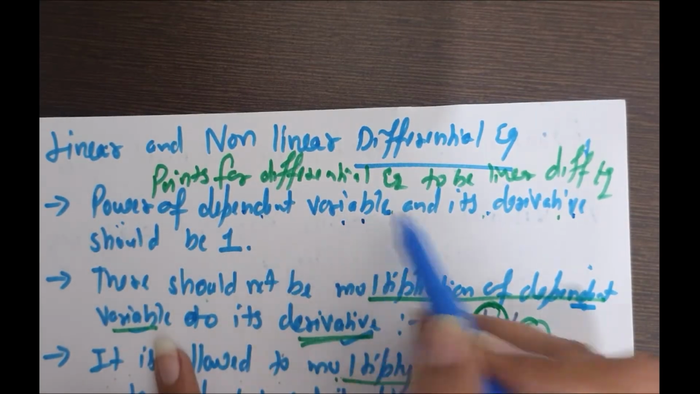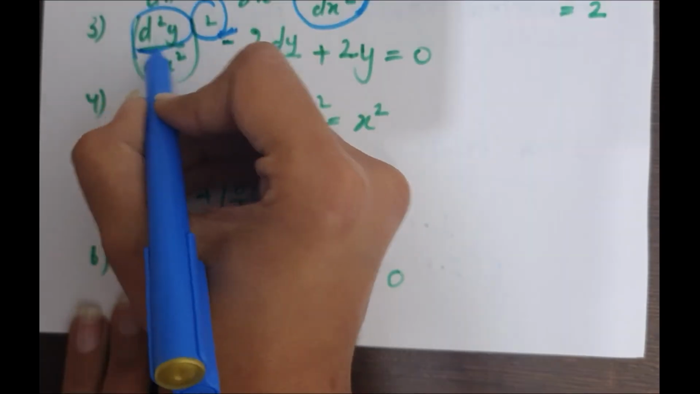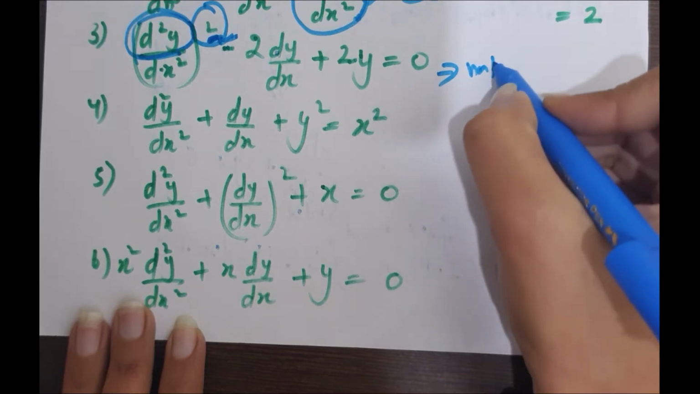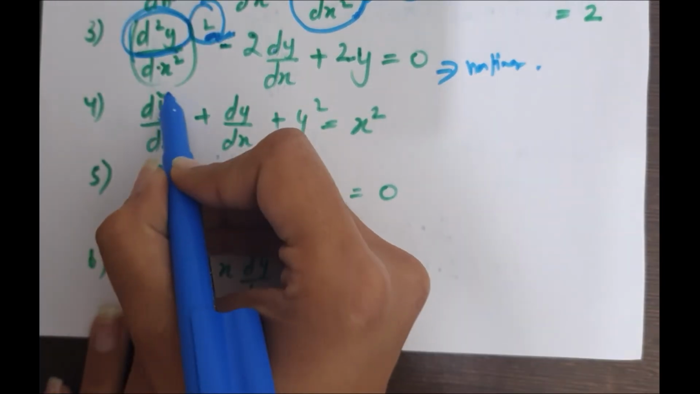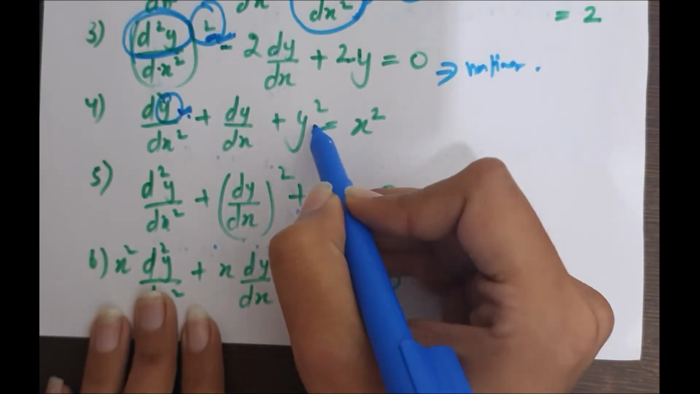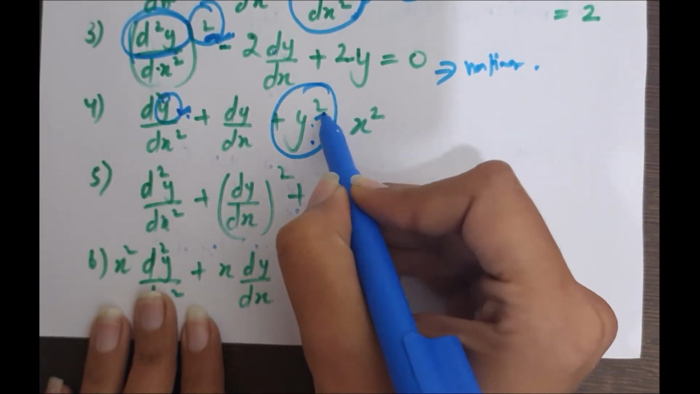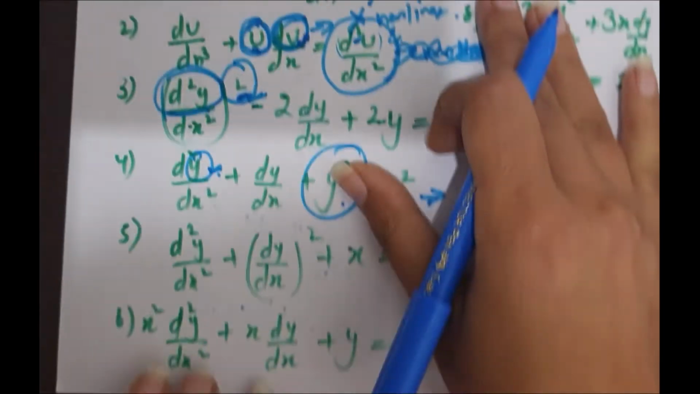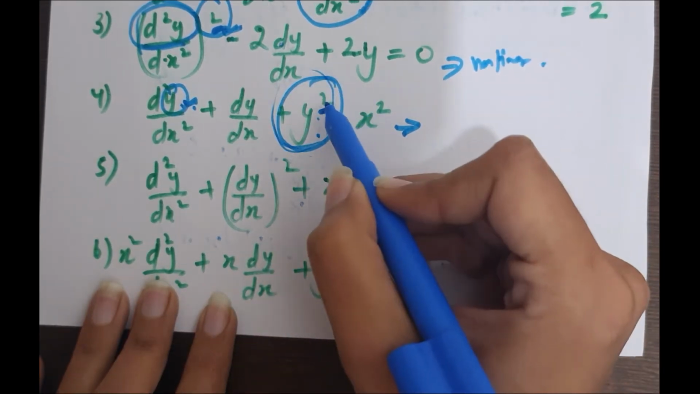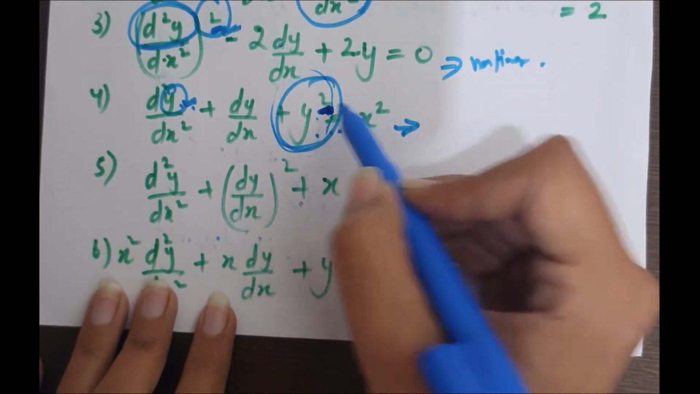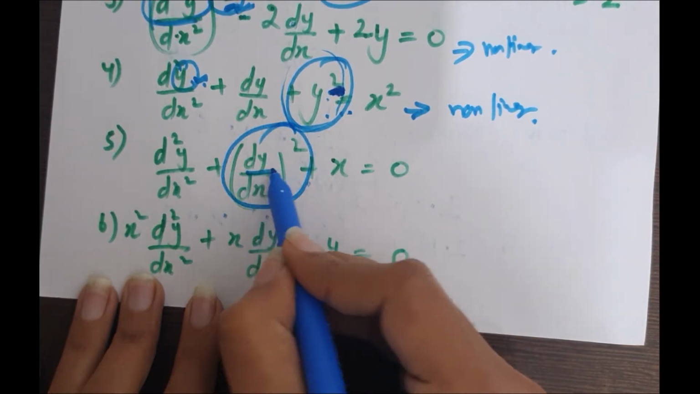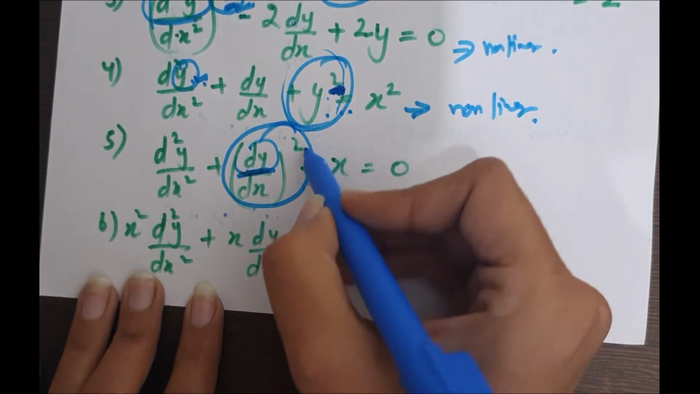In the third equation, according to property number 1, the power of the dependent variable and its derivative should be 1. Here the power of this dependent variable comes out to be 2. So this is non-linear. In the fourth case also, y is the dependent variable, so the power of y also comes out to be 2. Here power means degree. It must be 1 to be a linear equation, so it is non-linear. Here also the power of the dependent variable comes out to be 2, so it is non-linear.